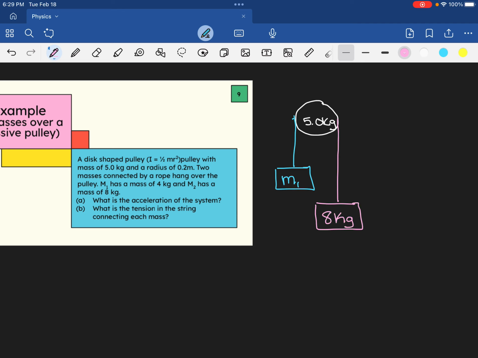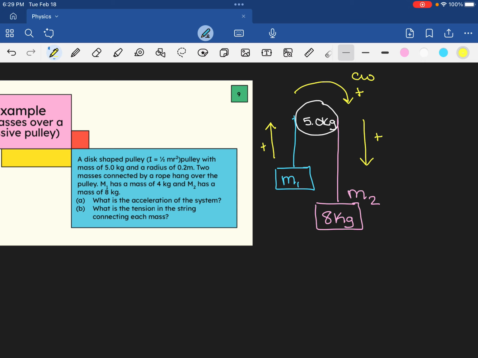And then we have mass 2, which has a mass of 8 kilograms. What we want to find out is the acceleration of the system, and then the tension of each string. The first thing we want to do is identify our positive direction. Since mass 2 is 8 kilograms, we're going to assume that the rotation goes that way. So clockwise would be positive, down would be positive on this mass, and up would be positive on that mass.